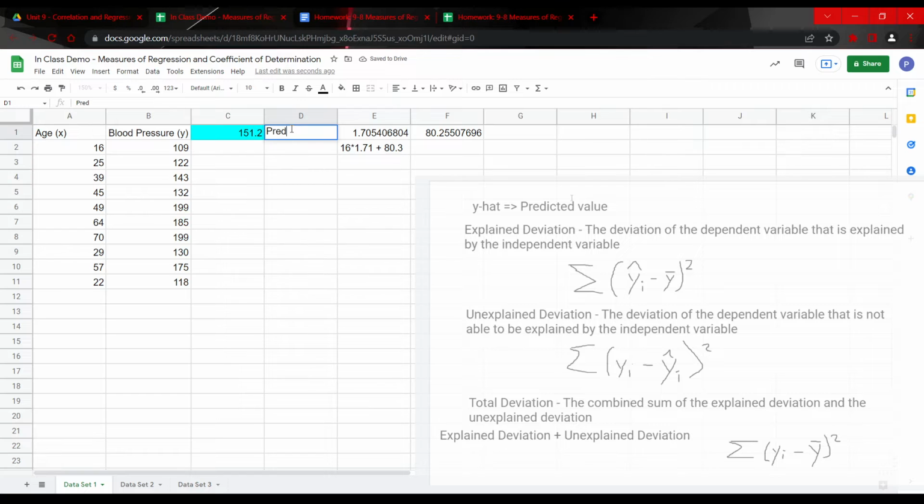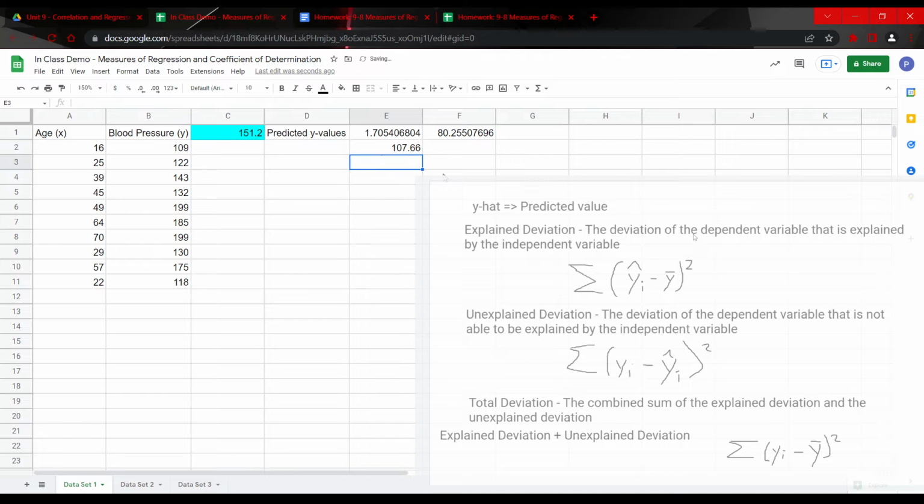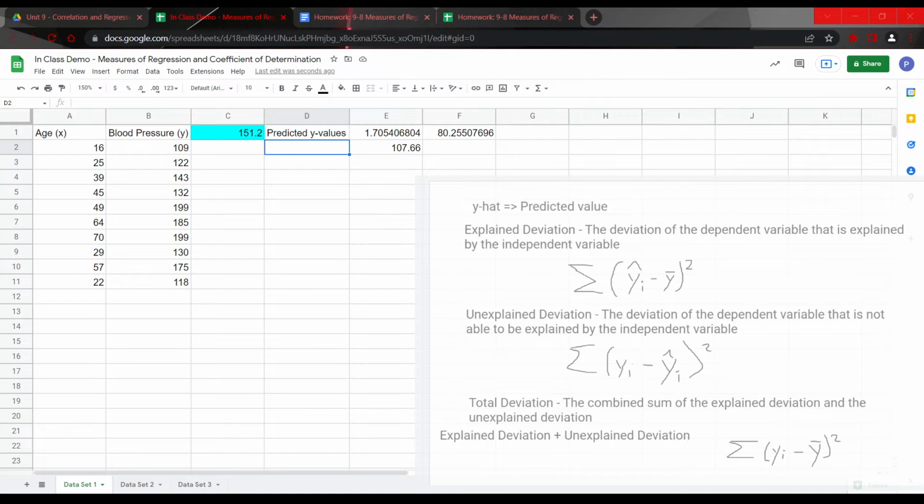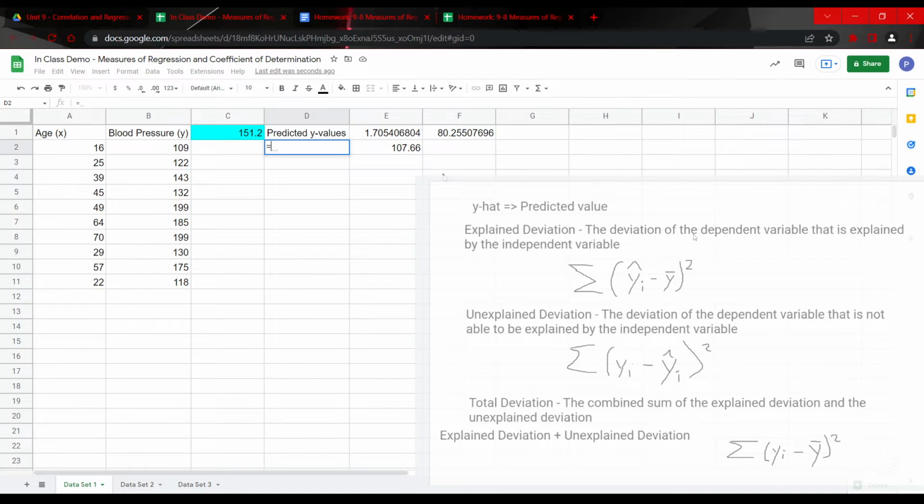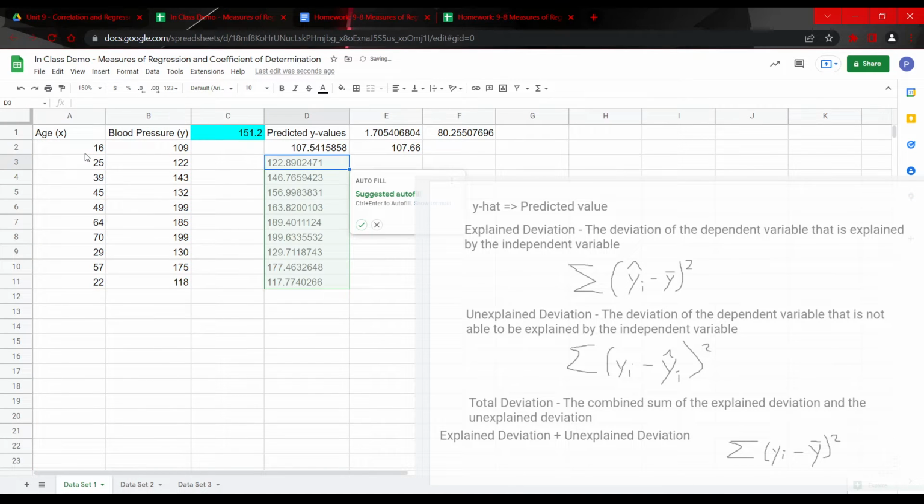And let me just use this as this column, predicted y value. And I can do that. If I put an equal sign here, this will give me 107.66. The other way I can do it is to use the forecast method. So equals forecast. I want my x value here, and then my data, y, x. And that would give me a close enough answer. Again, you can see that there's some rounding things going on, but overall, it's close enough.